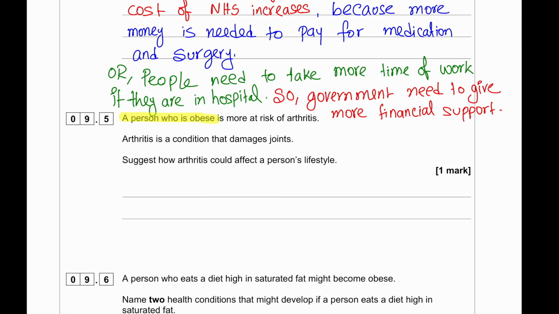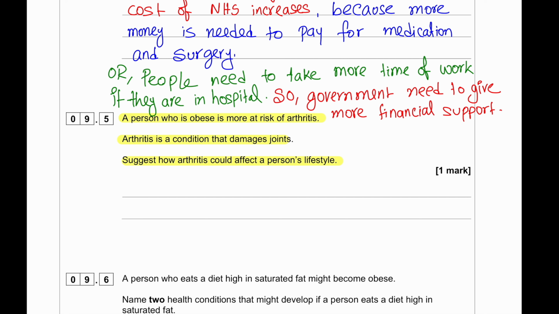A person who is obese is more at risk of arthritis. Arthritis is a condition that damages joints. Suggest how arthritis could affect a person's lifestyle. Arthritis can lead to a lot of complications. One of the major complications is movement issues, so the person will have movement issues. The other possible answers for this point, because it is a lifestyle problem, are those that lead to problems in the person's lifestyle.